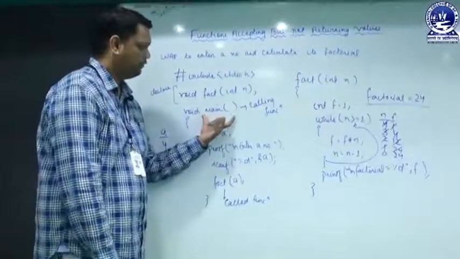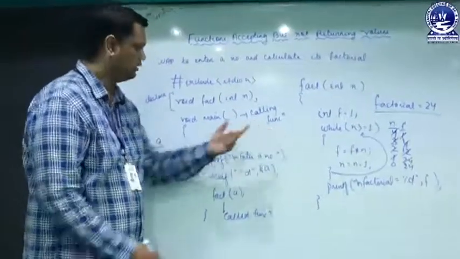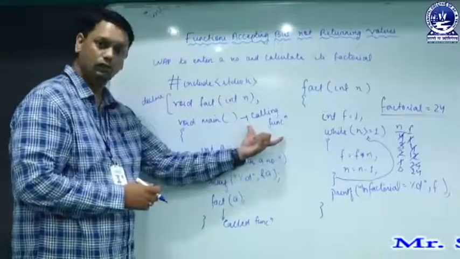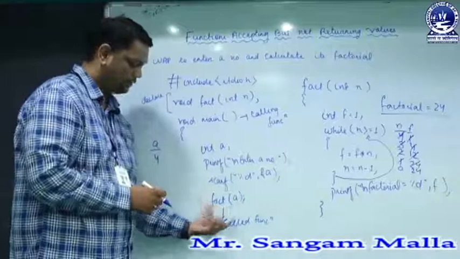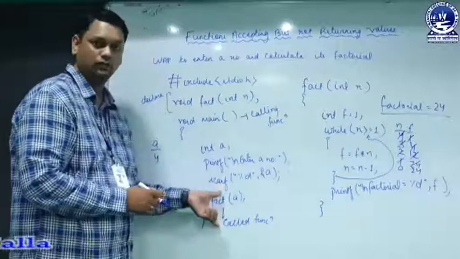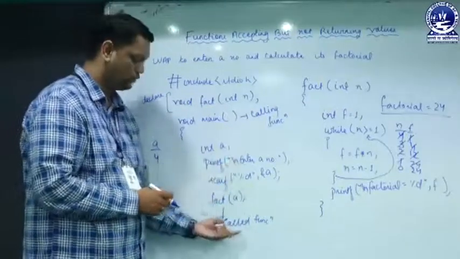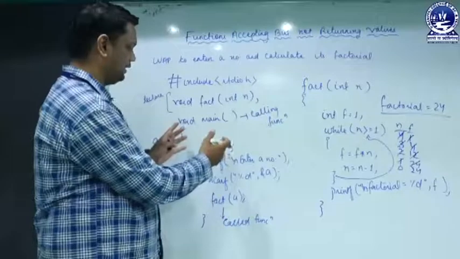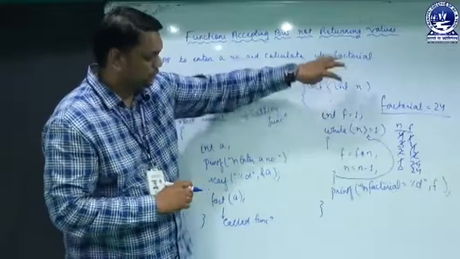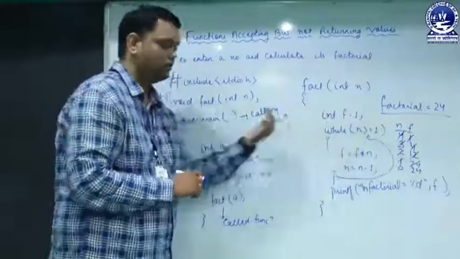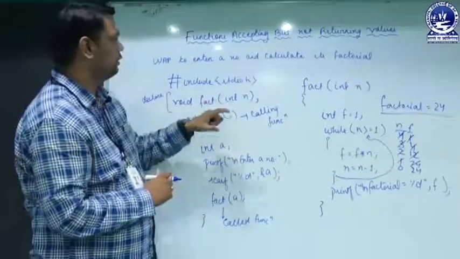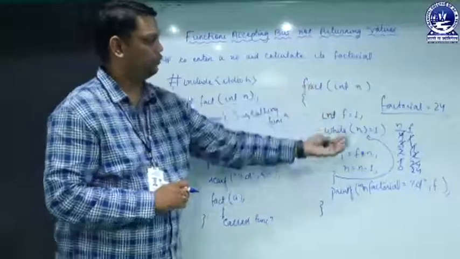So here main function is the calling function. Why is it called the calling function? Because main function is calling the fact function. That's why it is known as the calling function. Similarly, fact function is called the called function because it is called by the calling function. So here you can see that the calling function passes a value to the called function, the called function receives the value, calculates, but does not return any value to the calling function. So this is the second category of function, that is function accepting the value but not returning any type of value.